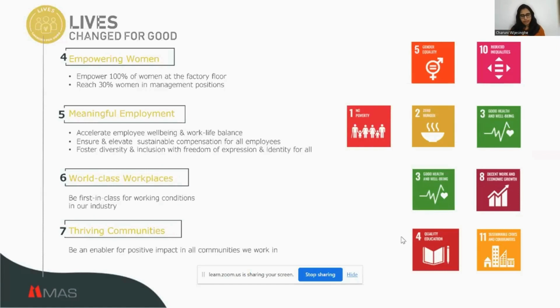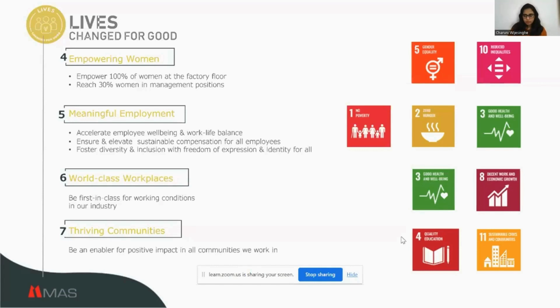The next commitment that we have included in our Plan for Change is life change for good. The first one is empowering women. We empower women to achieve more. We launched our Women Go Beyond empowerment program in 2013. Over nearly 20 years, we have done different activities to empower women, and it has raised the standards of the apparel industry in Sri Lanka, focusing on empowering women and building gender equality within the business, aligned with the UN Women's Empowerment Principles and the Sustainable Development Goals, gender equality and reduced inequalities.